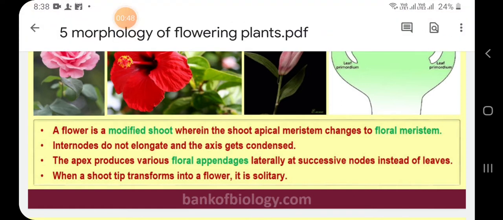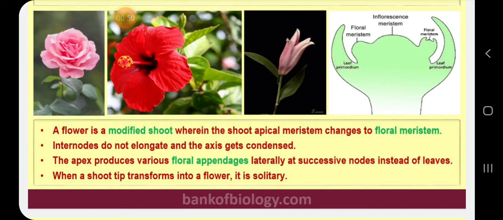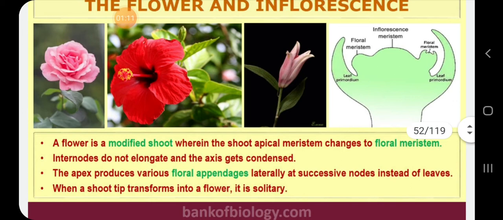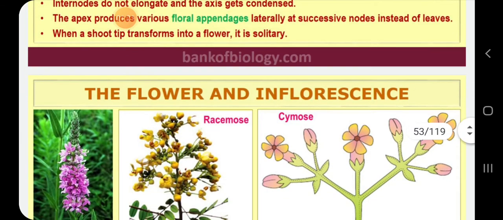Now, what is this? Actually, if a small axis of a stem, which is having leaves and nodes and internodes, all these parts are highly condensed. The length of the internodes is so reduced that all the parts are condensed into a bunch, and this is known as floral appendages, and this happens when the meristematic tissue changes into floral meristem. This is how the flowers are formed.